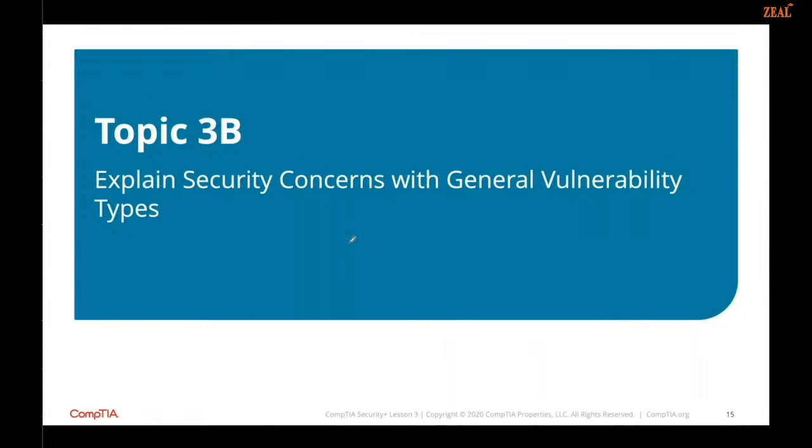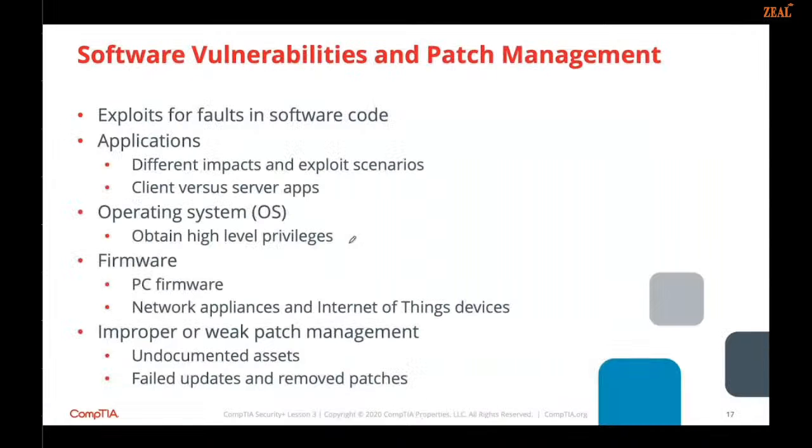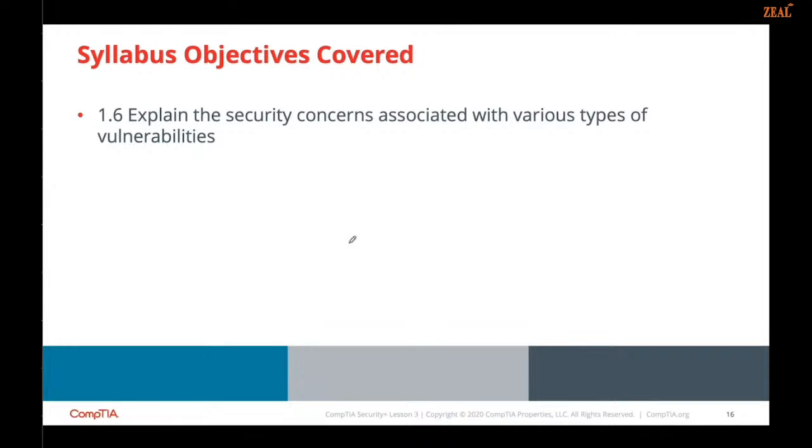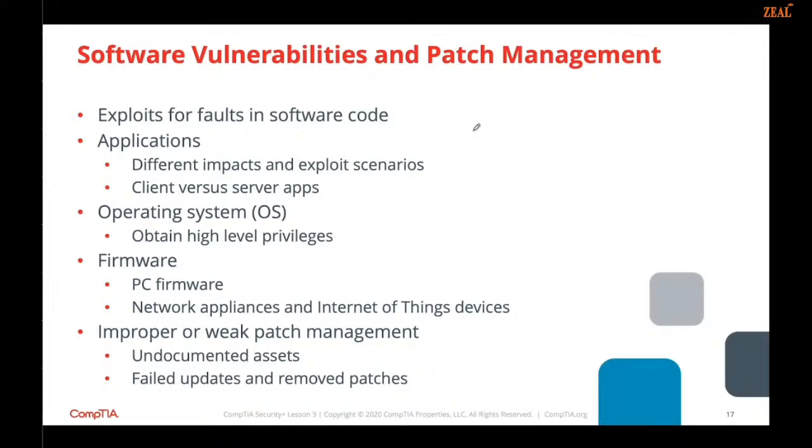So let's go with topic number 2, which talks about security concerns and general vulnerability types. Here, the security concerns associated with various types of vulnerabilities: software vulnerabilities and patch management. Software exploitation means an attack that targets a vulnerability in the software code. An application vulnerability is a design flaw that can cause the security system to be circumvented, or cause the application to crash.